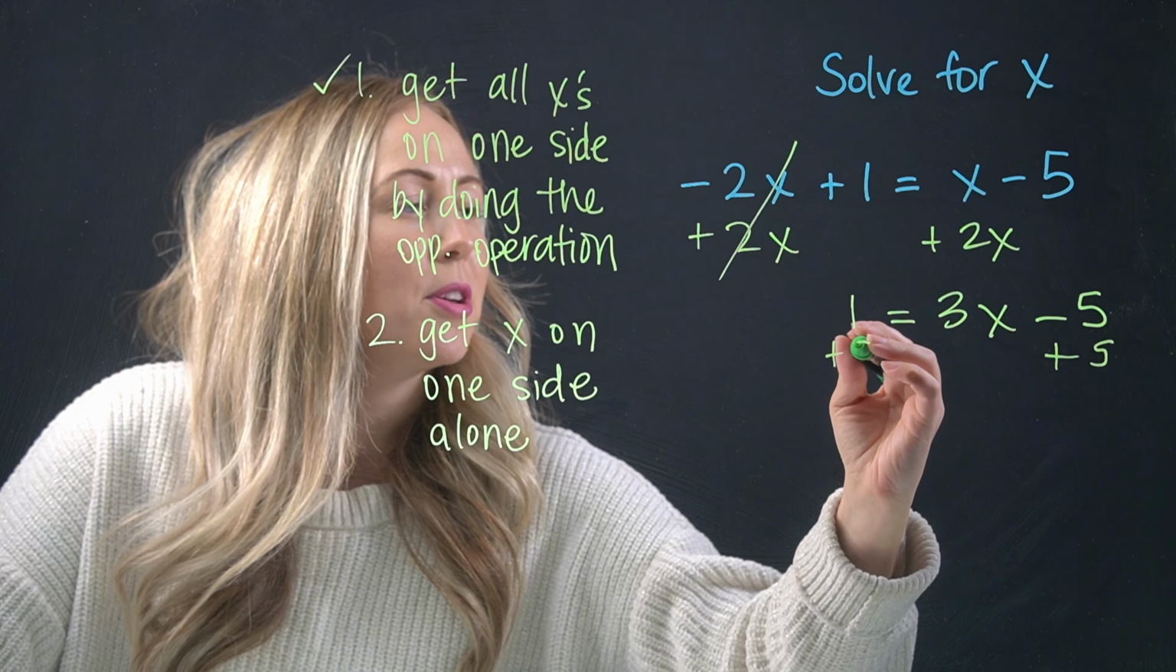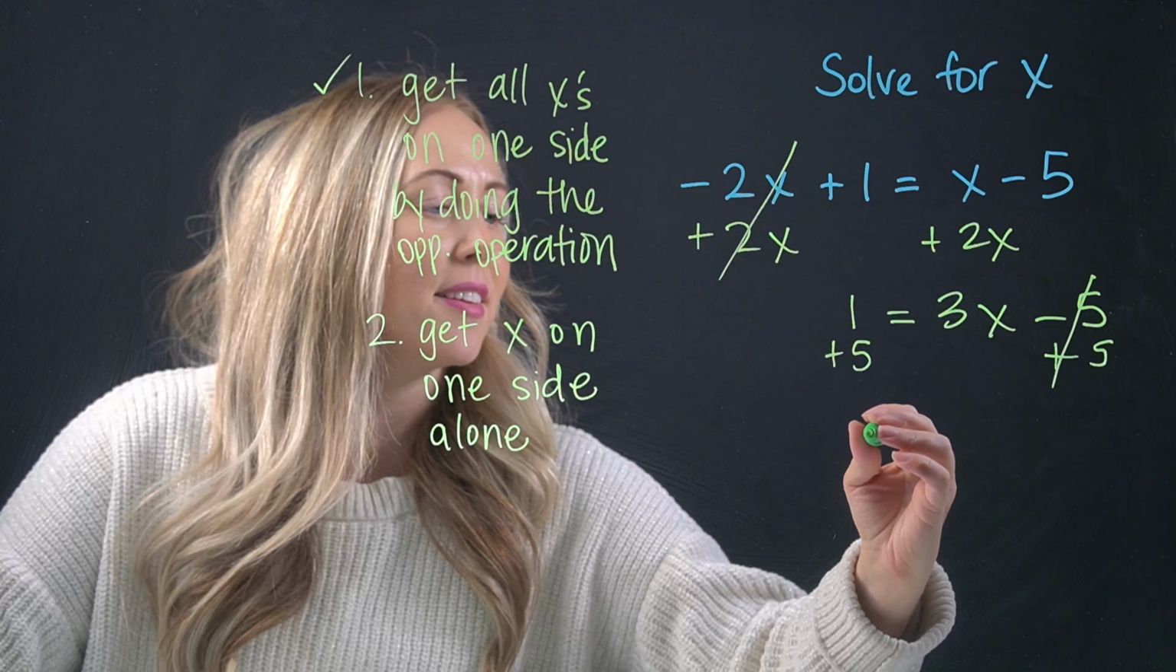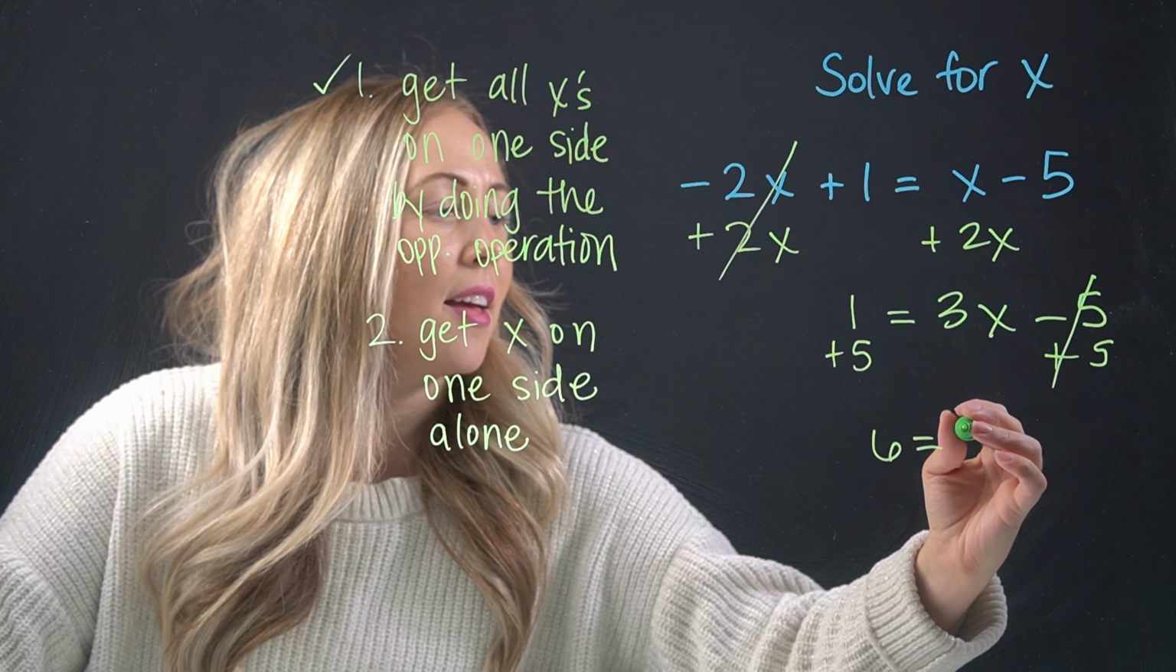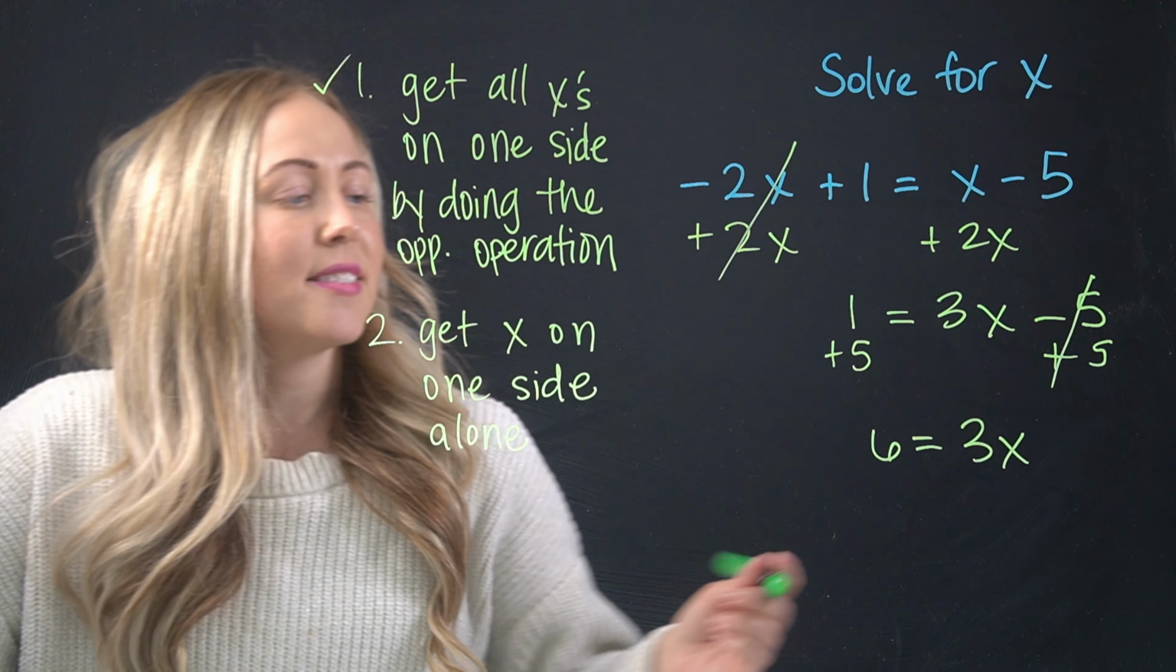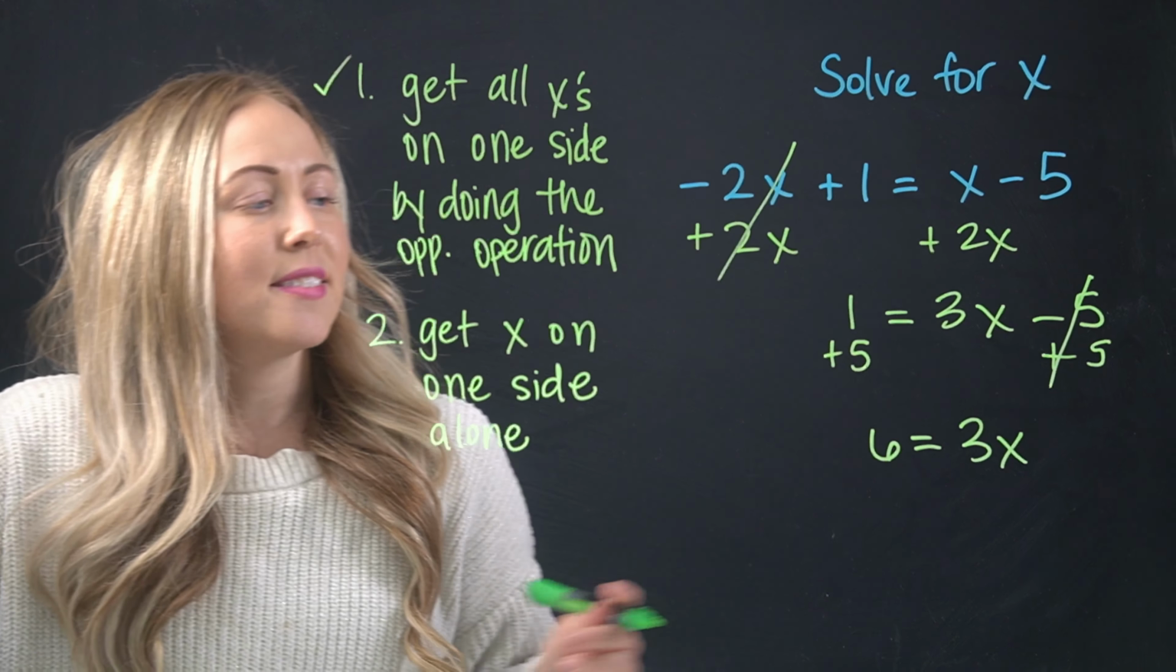On both sides, what you do to one side, you must do to the other. Negative 5 plus 5 is 0. Now we have 1 plus 5 is 6. 6 equals 3x. Awesome. Step 2, done. Got x on one side alone.